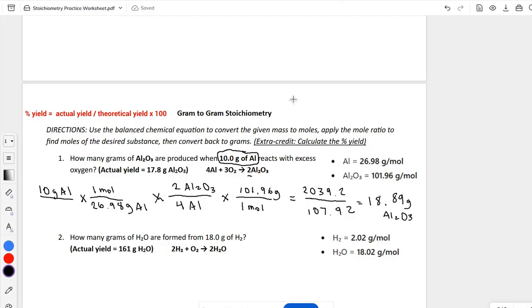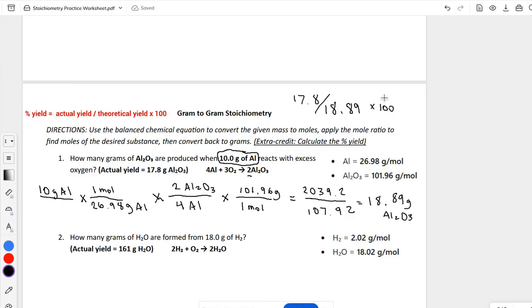So it's the actual yield of 17.8 grams divided by the theoretical yield. How much should you get? And usually your actual yield is lower than your theoretical yield because things don't always work perfectly. You usually get less product than you predict. So it's this divided by this times 100.